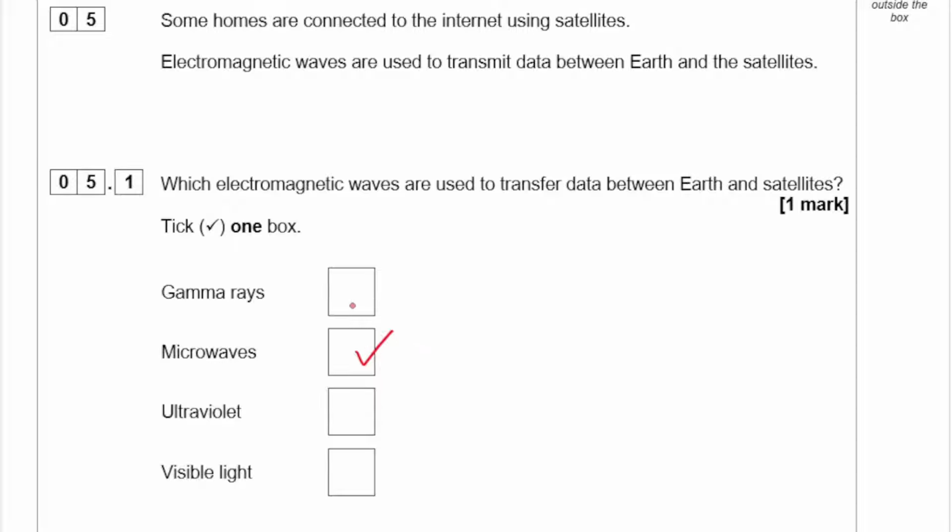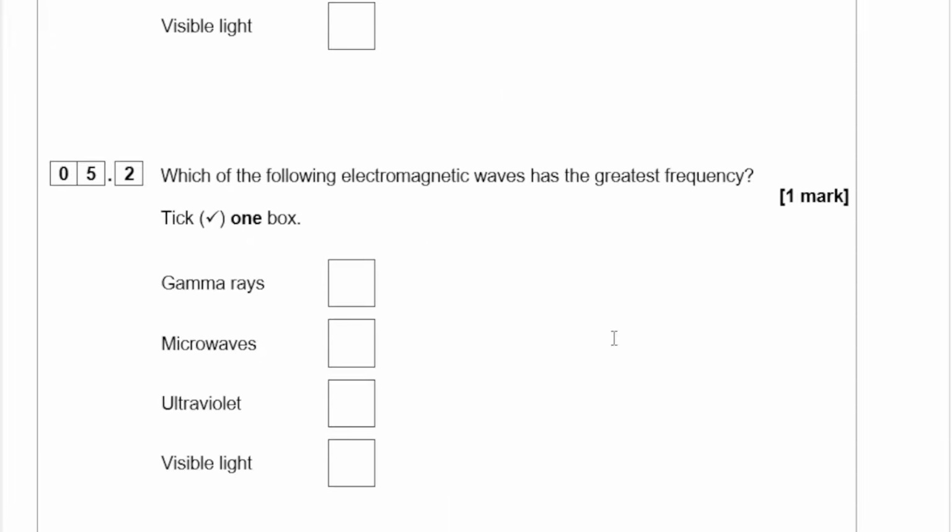Gamma is too powerful. We don't use gamma. We can't produce that much powerful gamma to be communicating with satellites, and it's too dangerous. Ultraviolet will be absorbed by the air and things in the air. Visible light, again, will be blocked by clouds and stuff. Which of the following electromagnetic waves has the greatest frequency? Now, the greatest frequency would be gamma waves.